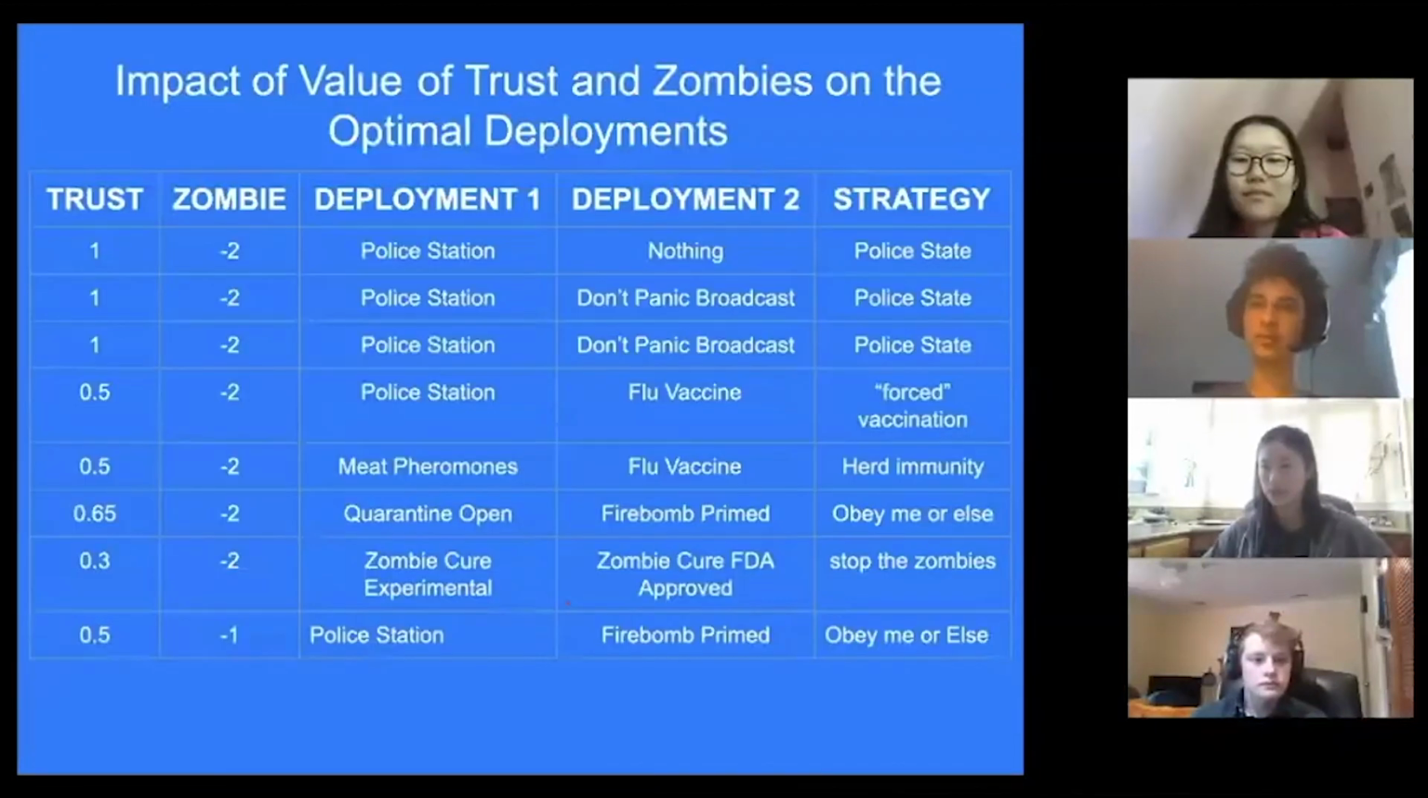In this table, we changed how the game scores trust in zombies and trained lots of agents at 1 million steps to determine what are the best deployments depending on what the mayor views as important and unimportant.